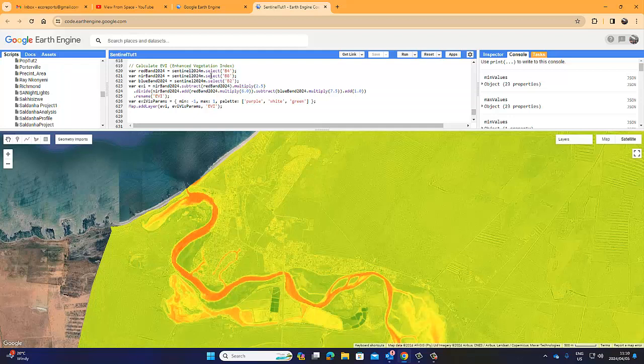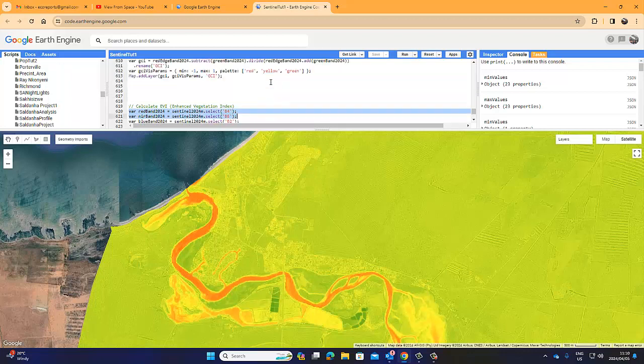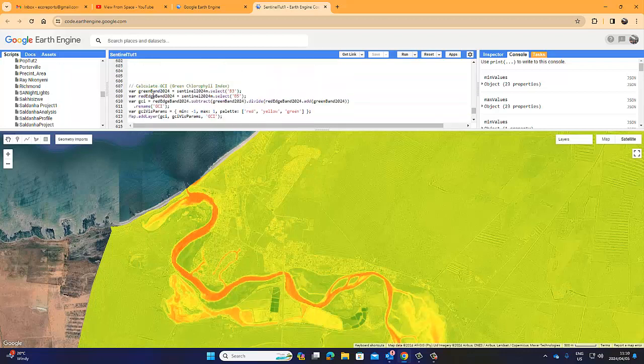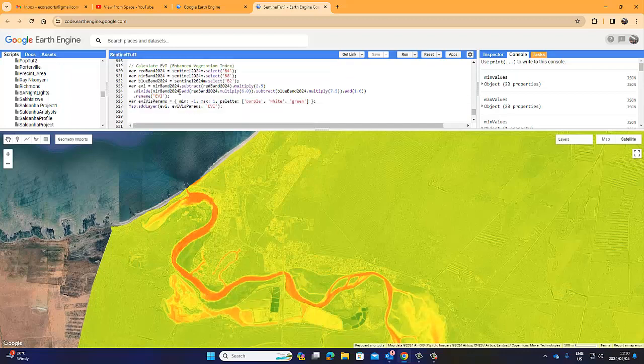Okay, so next one is the enhanced vegetation index. Look again. Most vegetation indexes have red and near infrared. Okay, it's got red, but it's got green. This is chlorophyll. So this is enhanced, red, and near infrared. This actually brings in the blue band.